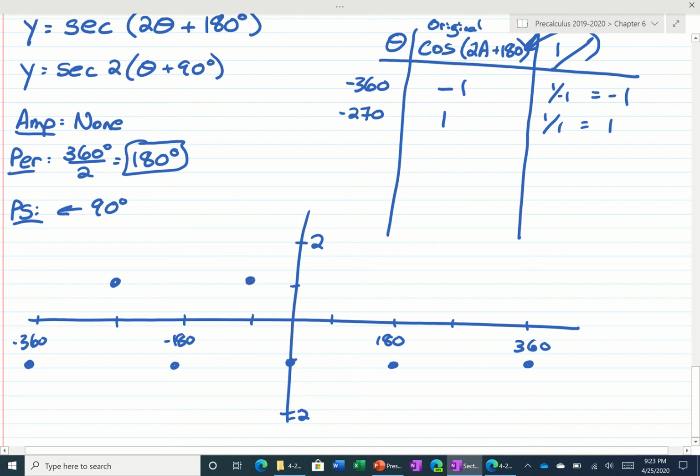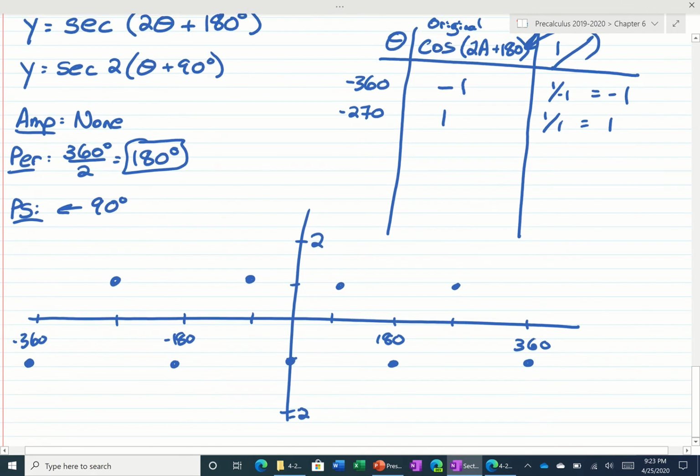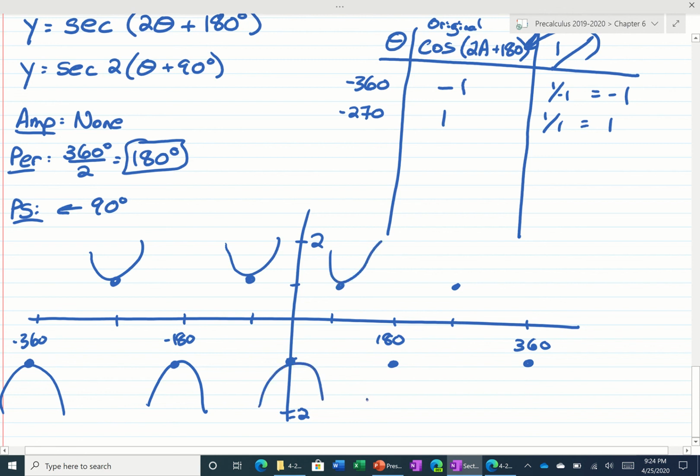180 degrees later, it's 1, and so on. So we start seeing this pattern, and I remember secant looks like parabolas. So that's what the graph looks like. And we're kind of using our knowledge of what the basic graphs look like to get the real ones. Now, if you weren't sure, you could plug in negative 180, and you'd get negative 1. The reciprocal is still negative 1, so that makes sense.